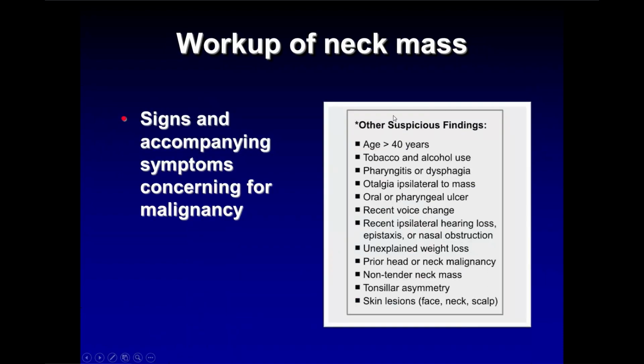So these are suspicious findings that really should alert you that there's a malignancy, and we mentioned some of this earlier. Typically patients are over 40 years old, although I've seen malignancies present as early as 32 and even younger. What's the tobacco and alcohol use? Is there associated sore throat, issues with swallowing, ear pain, oral or pharyngeal ulcer, changes in voice, as I mentioned earlier, unexplained weight loss, tonsillar asymmetry, skin lesions on the face, neck, or scalp?